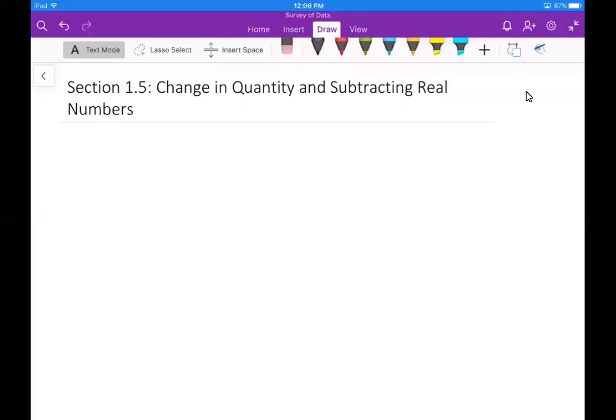Okay, you're ready for section 1.5, which is all about change in quantity and subtracting real numbers. So we're actually going to start here with subtracting real numbers and then talk about an application of that, which is change in quantity.